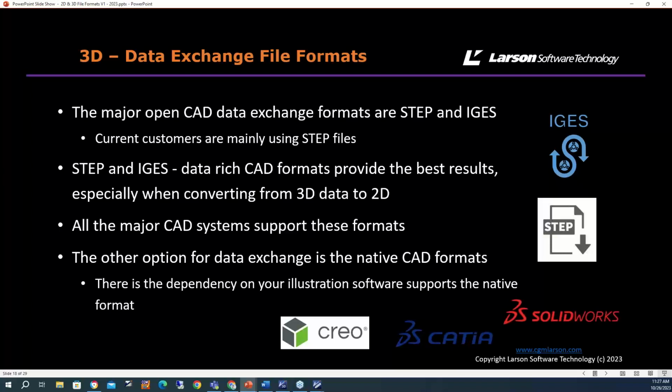They're both data rich. They give you really good results if you're going to convert the 3D data to 2D. And I think probably all major CAD systems support these formats. So getting the data is usually quite straightforward. You could actually get native formats, but there will be a dependency then, if you're going to repurpose them in some way: does your illustration software actually handle that file format? If it's native, it's probably not as common, so you might not be able to handle it.